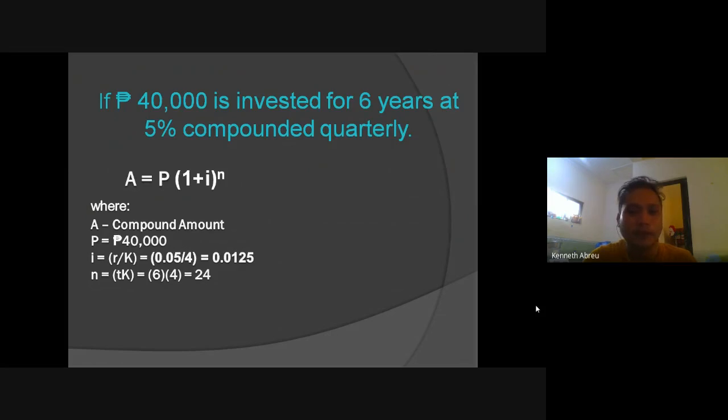And where do we get the value of 4, or the compounding period? The compounding period from the given problem is quarterly, so the value of quarterly compounding periods is 4. That's why 0.05 over 4 is equal to 0.0125. And lastly, n, the number of compounding periods, is the time in years multiplied by the compounding period, so we have 6 times 4, which is 24.